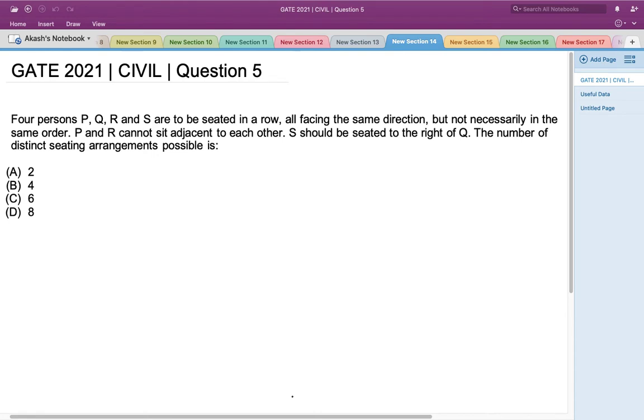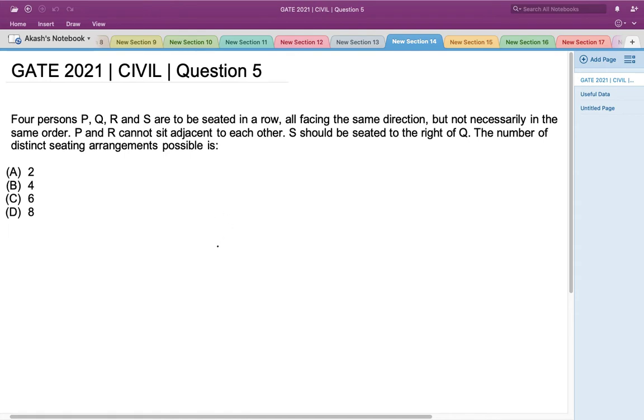Hello everyone, this is the question asked in GATE 2021 Civil Engineering Set 1. 4 persons P, Q, R and S are to be seated in a row, all facing the same direction but not necessarily in the same order. P and R cannot sit adjacent to each other. S should be seated to the right of Q. The number of distinct arrangements possible is.